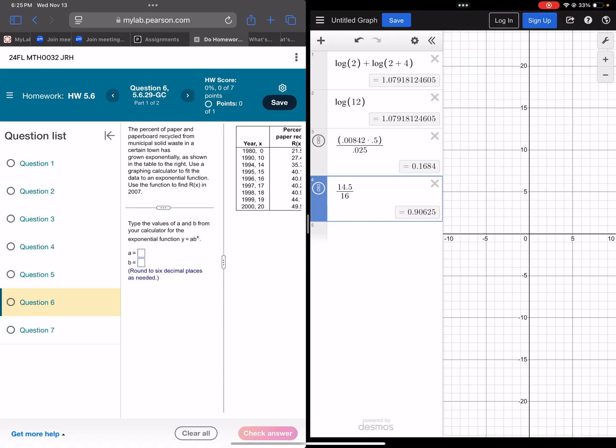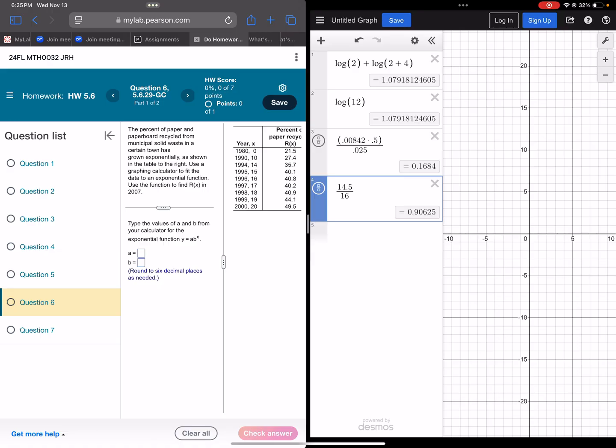Okay, so in this question, we are asked about the percent of paperboard recycled from a certain town growing exponentially. Use a graphing calculator to fit the data according to an exponential function, and they give you the function y equals ab to the x. All right, and they want to know what a and b are.